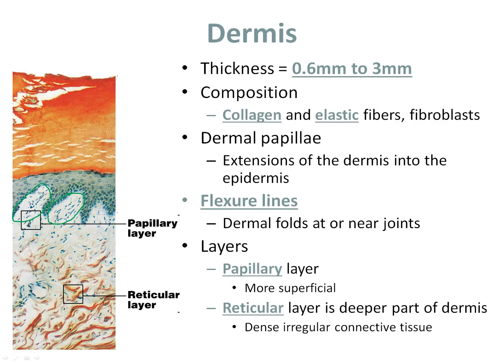In the dermis, we find flexure lines. So these are folds in the dermis at or near joints. If you look at your hands and you see all those lines, those are actually indentations in the dermis that the epidermis covers, and they are near joints where the skin is frequently folded. So we have the papillary layer, which I already pointed out, and then our reticular layer, which contains reticular connective tissue. The specific type is dense irregular connective tissue.